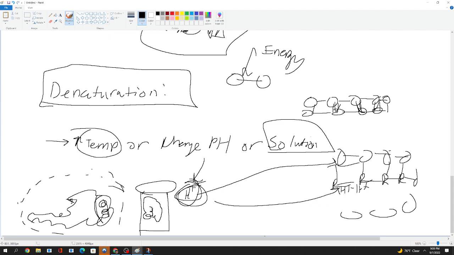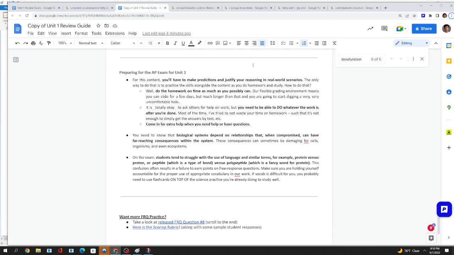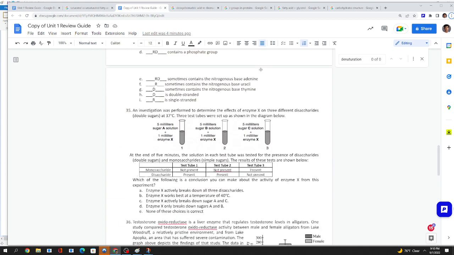When you denature something, all right, it loses its function. The structure gets altered. It cannot do its job. Okay? So denaturation only occurs with temperature change, increase or decrease, a change in pH, whether it be increase or decrease, or changing the solution, typically from a hydrophilic solution to a hydrophobic solution. All right? With that being said now, I wish you the best of luck on your test.